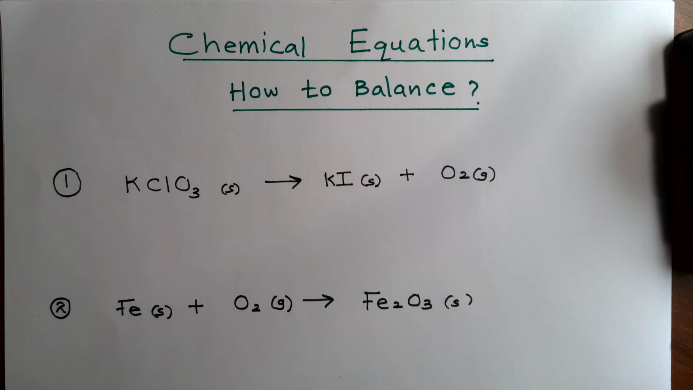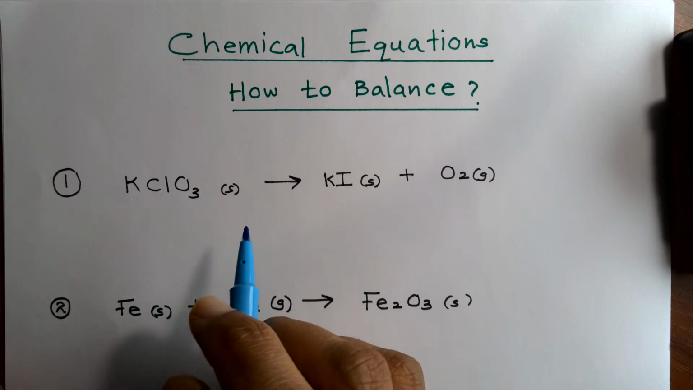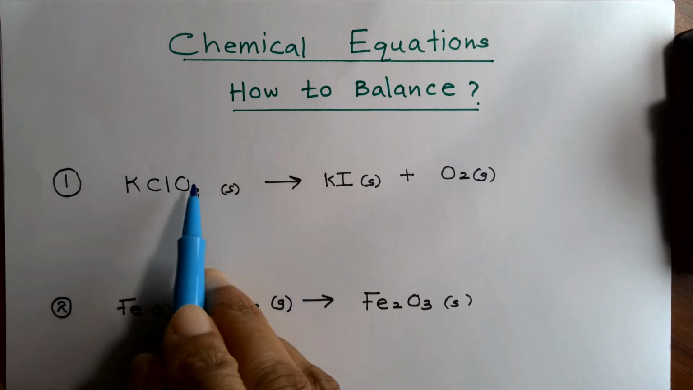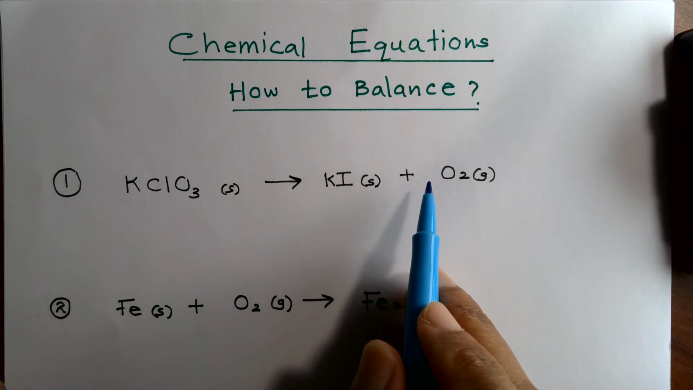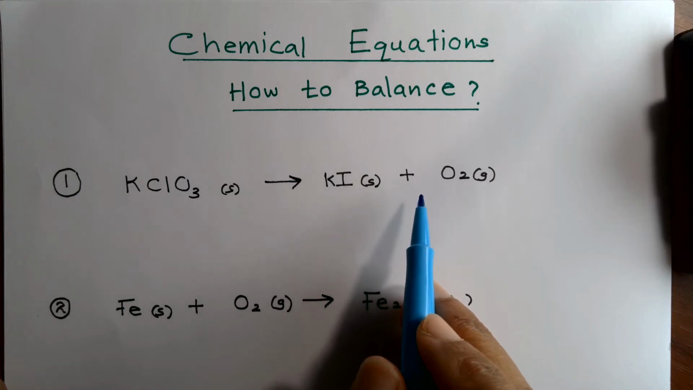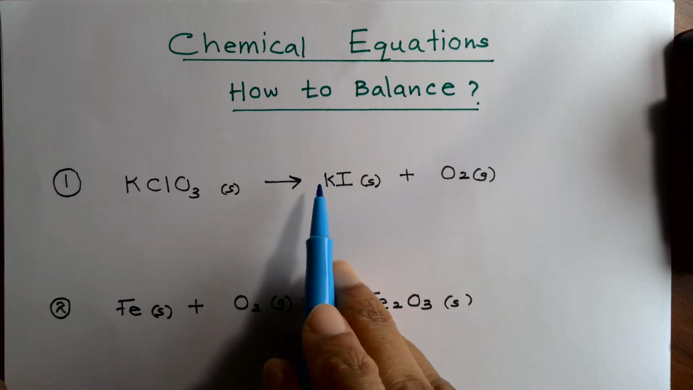The concept here is the law of conservation of mass. What is the law of conservation of mass? So the law of conservation of mass states that the mass or the atoms cannot be created or destroyed. Therefore, number of atoms in the reactant side should be equal to the number of the same type of atoms in the product side. To equalize a number of each type of atoms, we are adding numbers.